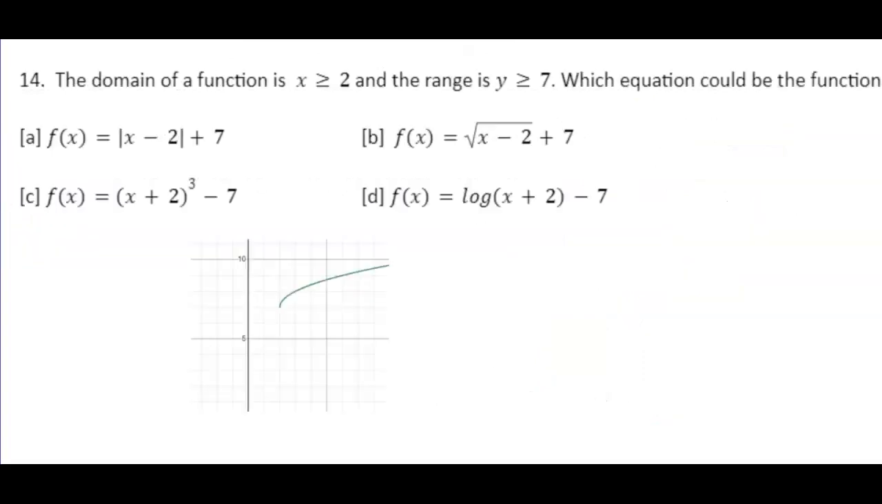All right, guys, in this particular question, we're trying to find the function that has a domain of x is greater than or equal to 2 and a range of y is greater than or equal to 7. Now notice that all four of these functions are different. This is an absolute value, this is a square root, this is a cubed function, and this is a log function. So again, our intent is that you're using your technology to answer this question.